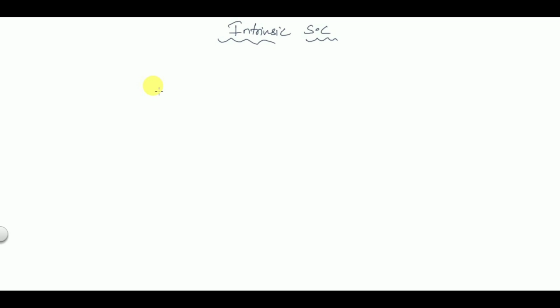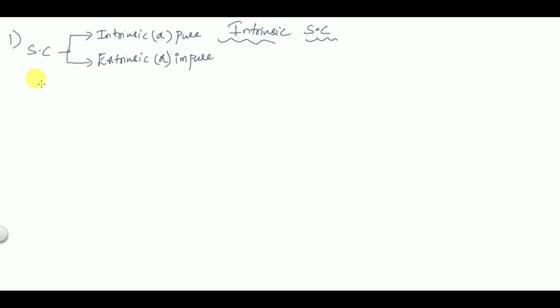So what is intrinsic semiconductor? Generally we know that semiconductors are classified into two types. One is intrinsic semiconductor, also called pure semiconductor, and second is extrinsic semiconductor, or impure semiconductor. This is the first point which you have to remember: the classification of semiconductors.